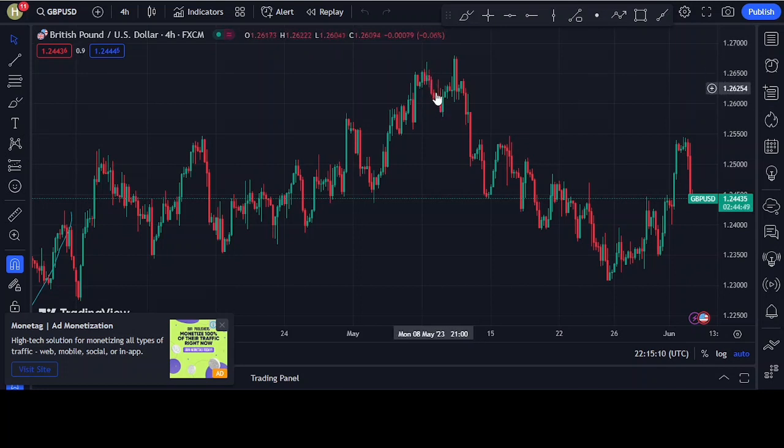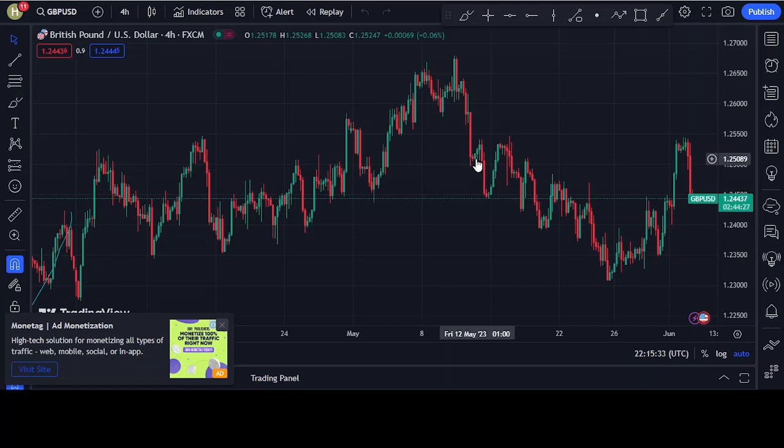When sellers are dominating, you see a bigger move to the downside. When buyers are dominating, you see a bigger push to the top. Now here you can see a big push to the bottom. That is to show you the strength of sellers. If supply is greater than demand, the price falls.